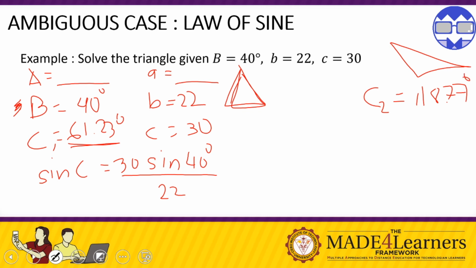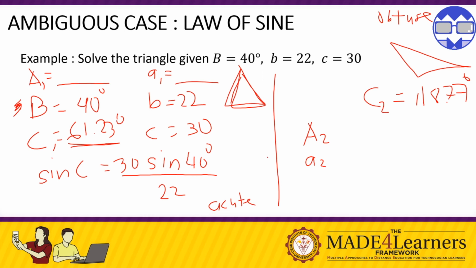So if we have C sub 1, C sub 2, meaning we have A sub 1 and A sub 2, capital letter A, and also small letter a sub 1 and small letter a sub 2. So we're going to solve for those. Let's first solve for the acute. This is obtuse. Again, ambiguous case: if there are two solutions, one is acute, the other one is obtuse. So how do we solve?